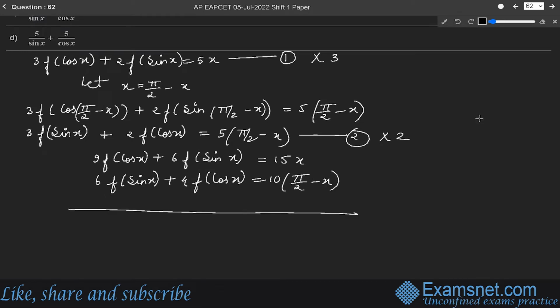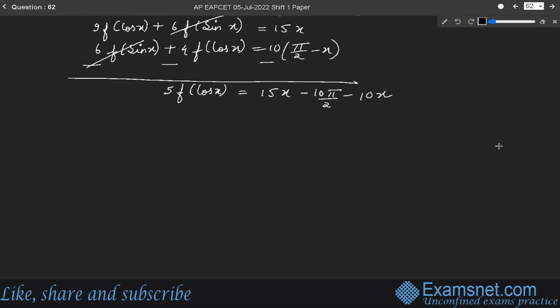On adding both these equations, the signs will be minus, minus and minus. So 6f sin x and 6f sin x will be cancelled. 9f cos x minus 4f cos x is 5f of cos x. It is equal to 15x minus 10 pi by 2 minus 10x. On further solving this term, it will be 5f of cos x is equal to 5x minus 10 pi by 2.